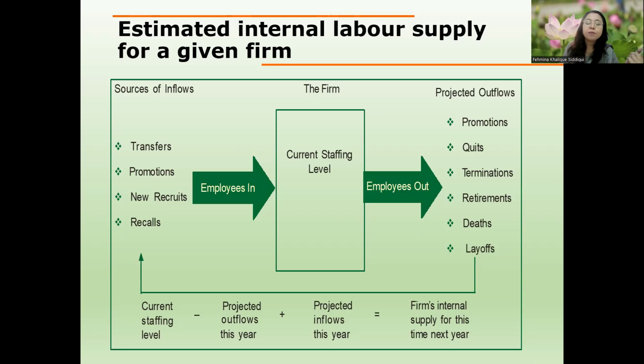So we can come up with human resource planning for the next year, and the internal supply of labor can be estimated very easily. If you can see at the bottom of my slide, we start with the current staffing level. We deduct projected outflows from the firm and add any projected inflows in case there are any. And we will come to the firm's internal supply of labor. And this will be our human resource planning for the next year.